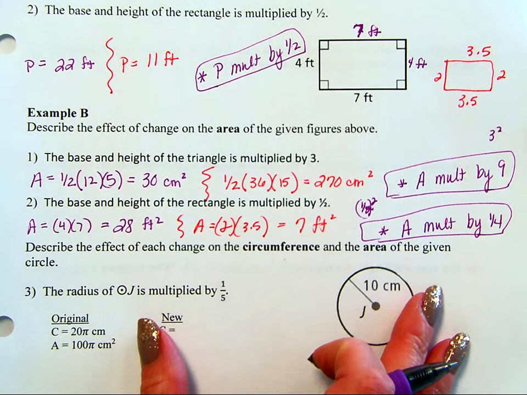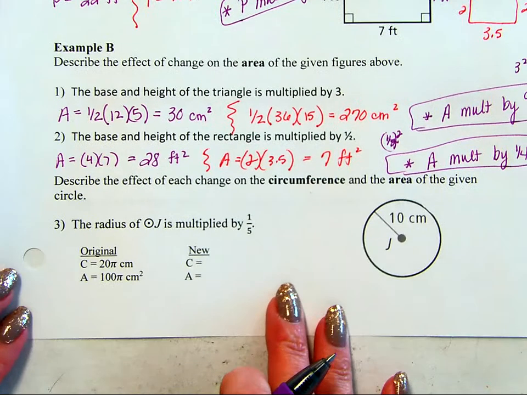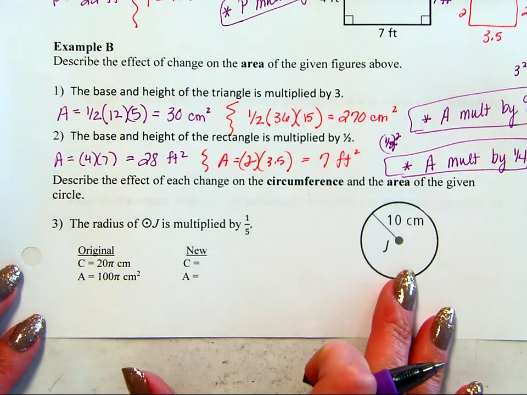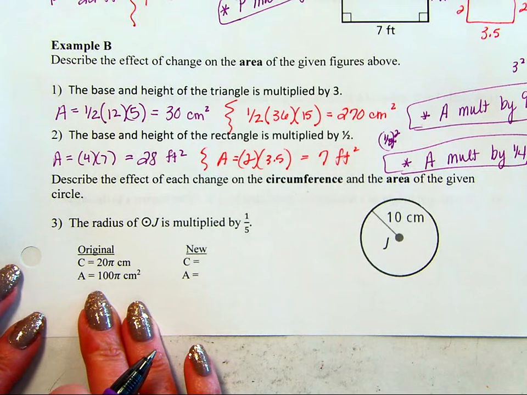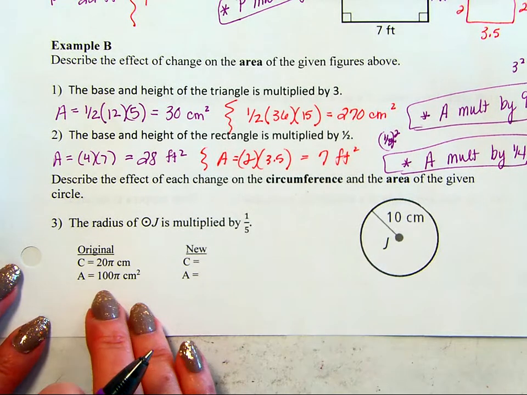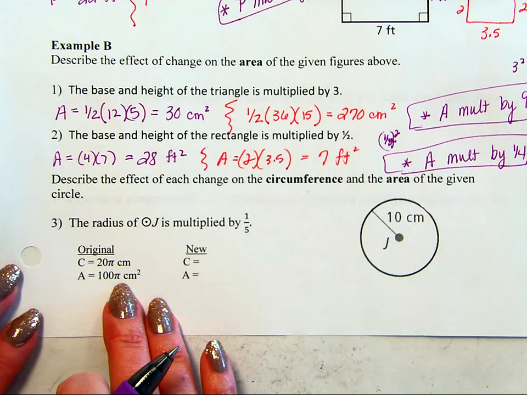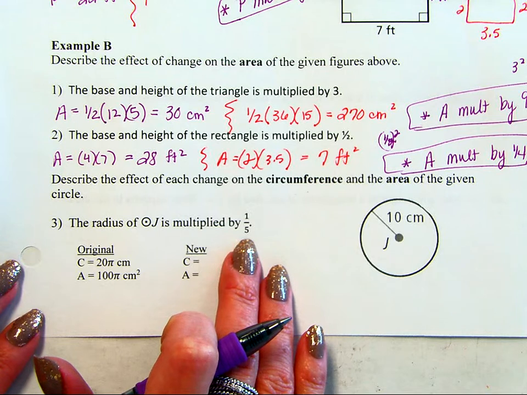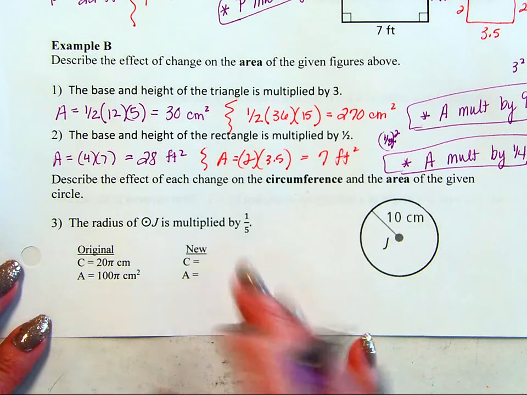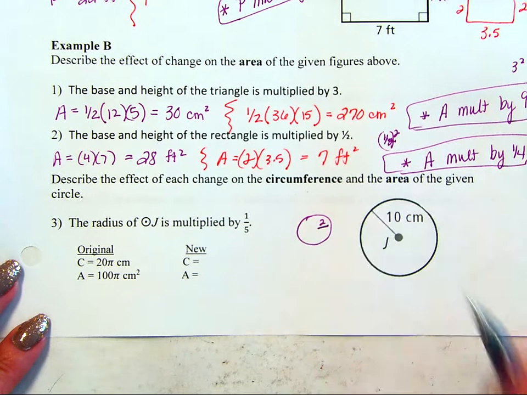Now, we could take a look at our circle, and we could do our calculations for circumference and area. What I want you to notice is that when I calculated for my circle, I left my answers in terms of pi, because it's a lot easier to work with that exact answer. My original has a radius of 10, so the circumference would be 20 pi, and the area would be 100 pi. If I take my radius and multiply it by 1/5, that's going to become a lot smaller, right? 10 times 1/5 gives me a radius of 2.